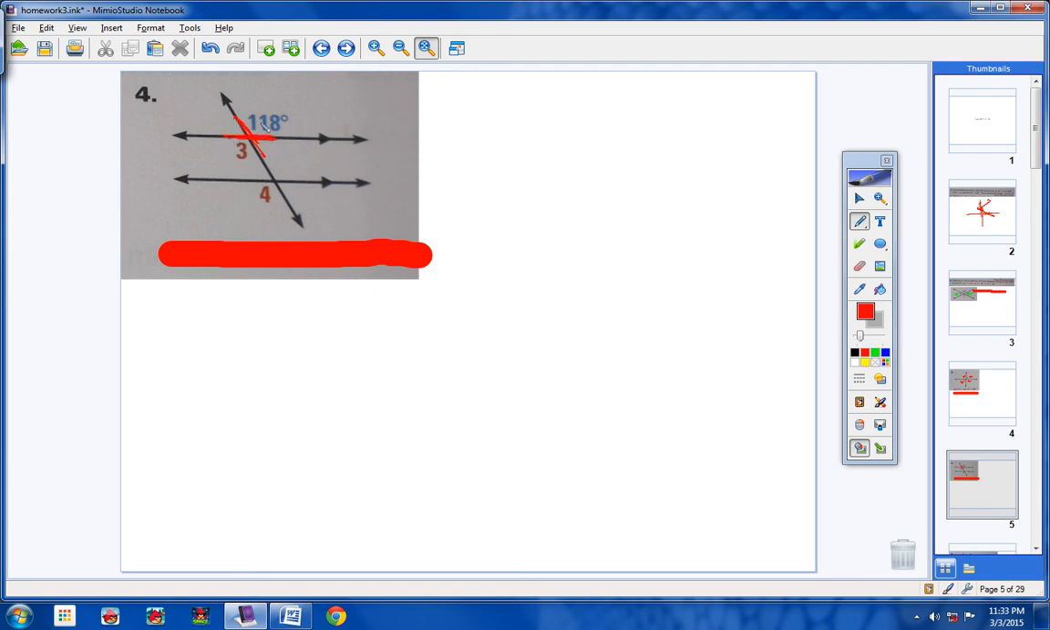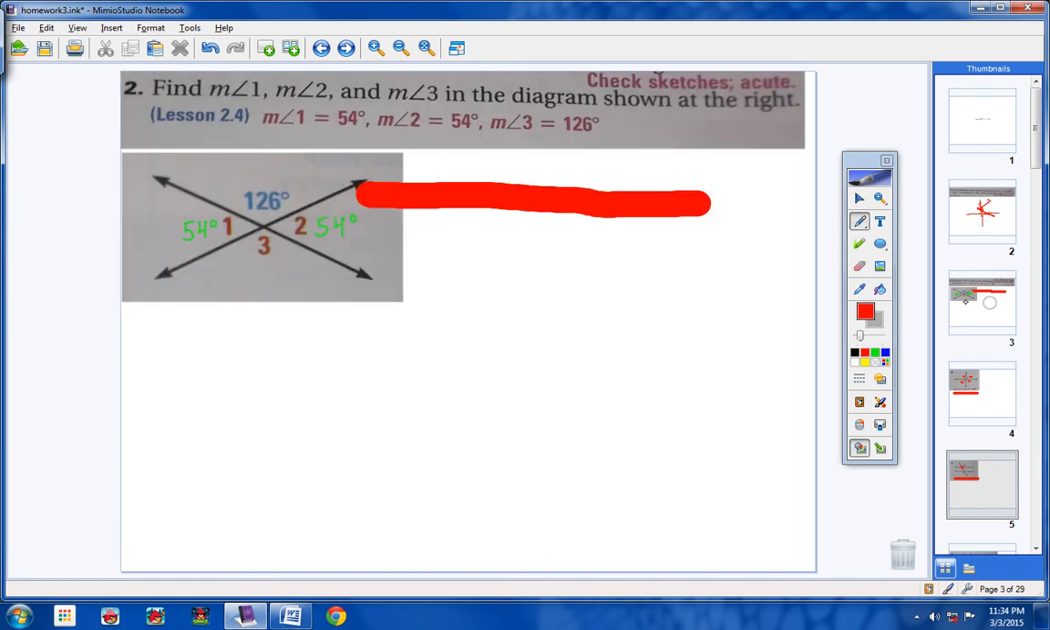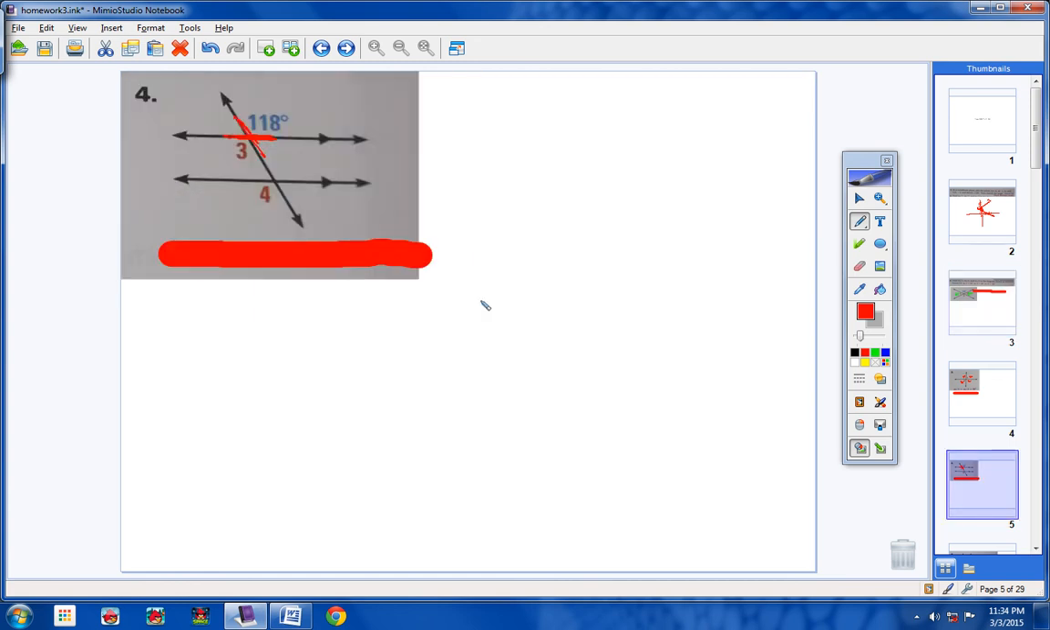So that means these two angles here are vertical, okay? So if those two angles there are vertical, sorry, students, I had to pause the video there. If these two lines are intersecting, then these two angles here are vertical. Just like back here in number 2, when two lines intersect, vertical angles are congruent. So if this is 118 degrees here, then angle 3 is also 118 degrees.